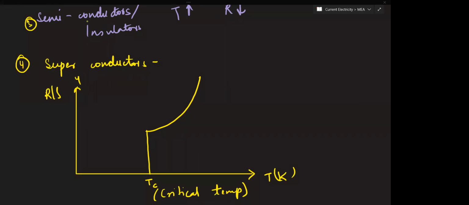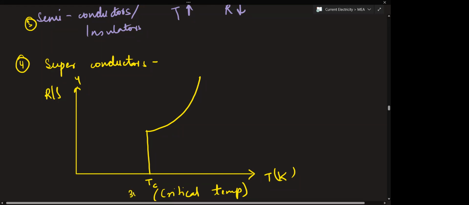See, let's say this is some temperature. Let's take it as 300 Kelvin, for example. At 300 Kelvin, it will have a certain value of resistance. Then again at 300 Kelvin, it has the value of some other resistance. Let's say this is 1, this is 2. Then at 300, it again has value 3. So what can you see? Resistance is increasing, but the temperature is remaining the same.